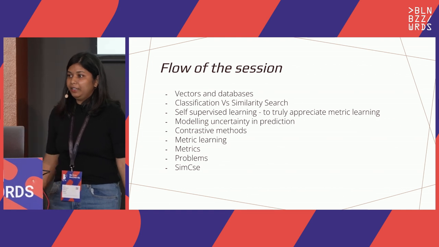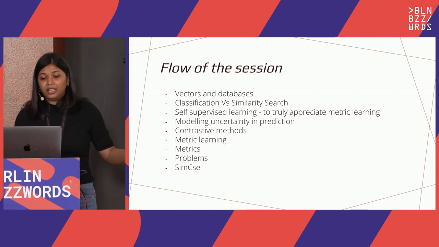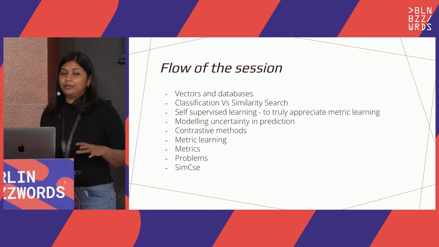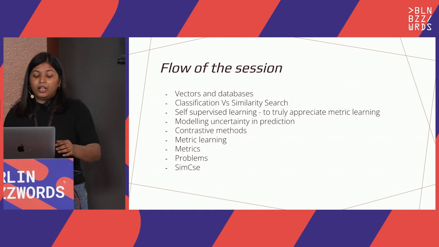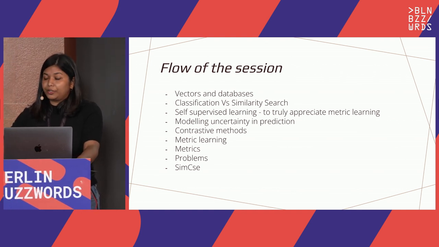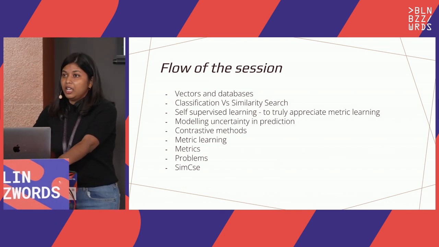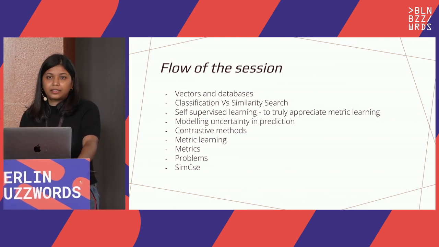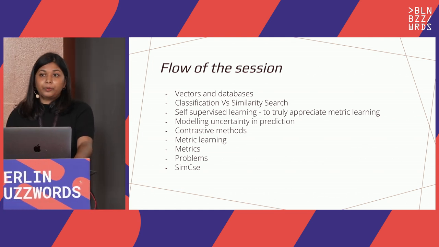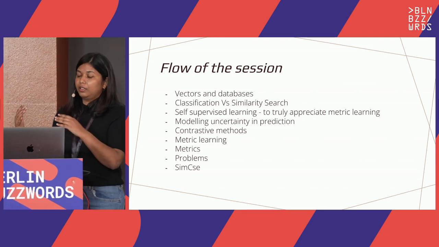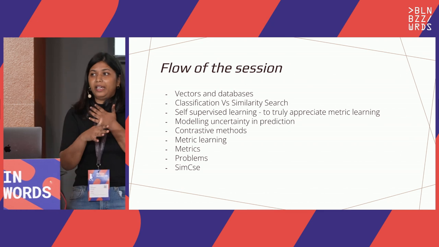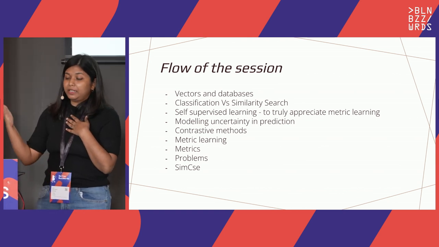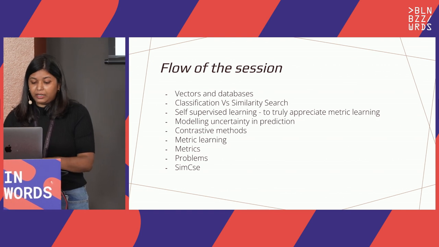So today's flow of the session will be vectors and databases. We will see classification and why similarity search is basically needed. Self-supervised learning: to truly appreciate metric learning, we'll touch upon self-supervised learning. Modeling uncertainty in image prediction, because I'll show you a graph which will clear it out, with high dimensionality, how uncertainty increases. We'll touch upon contrastive methods, then metric learning. We'll understand metrics and the problem that you can solve: if you want to embed "I like pizza" and then find "I do not like pizza", the negation problem, which occurs in every domain, be it biomedical, law, everywhere. So how can you overcome that?